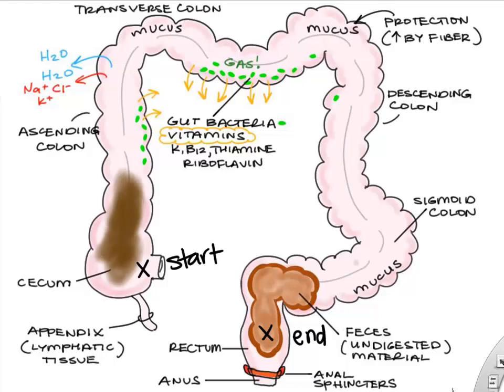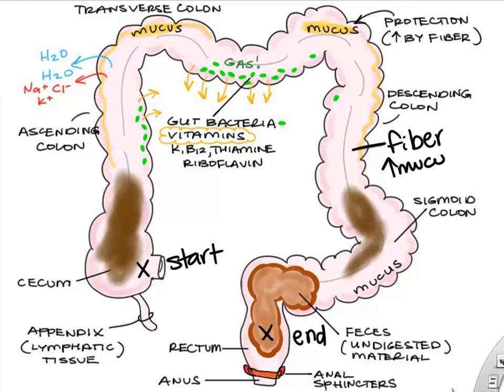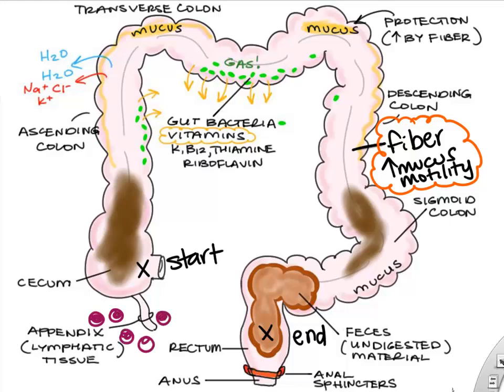So we start in our large intestine, and then we end, of course, at the end of our large intestine, we already have feces that's stored up in our rectum. One of the things I wanted to mention is that fiber can stimulate mucus and motility in that large intestine. We also have our little appendix stuck on our large intestine as well.